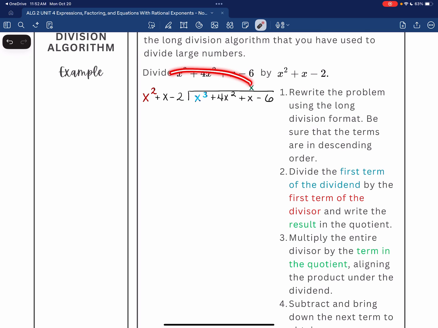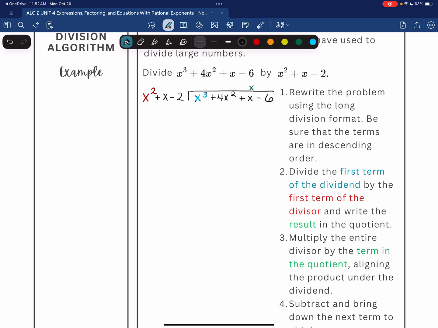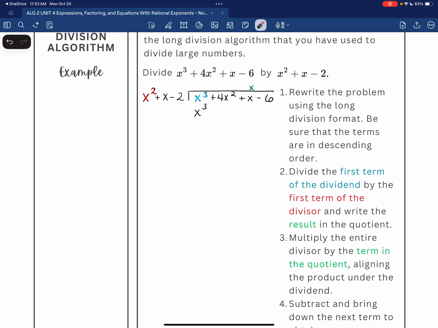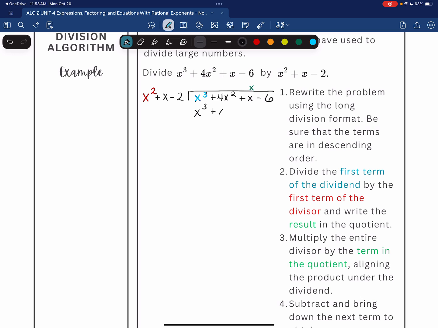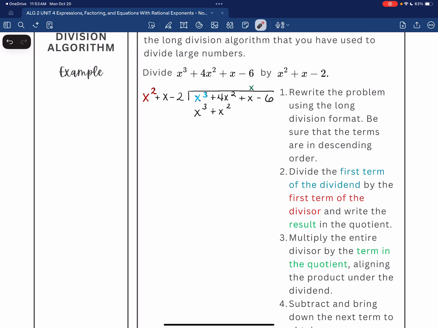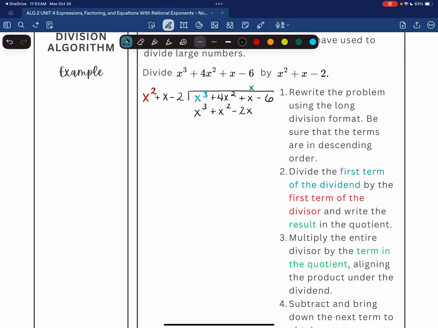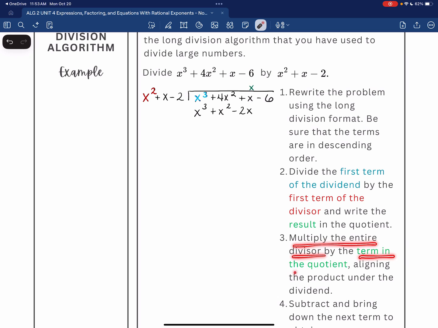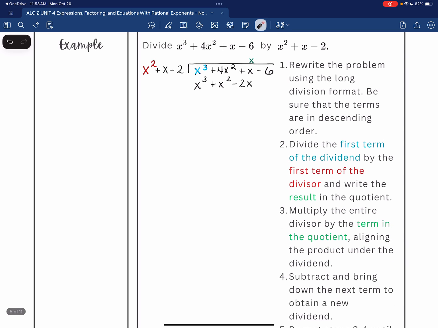X times x squared is x cubed, and I'm lining it up underneath the cubic term. X times x is a positive x squared. And then x times negative 2 is a negative 2x. All right, there we go. We multiplied the entire divisor by the term in the quotient, aligning the product under the dividend.